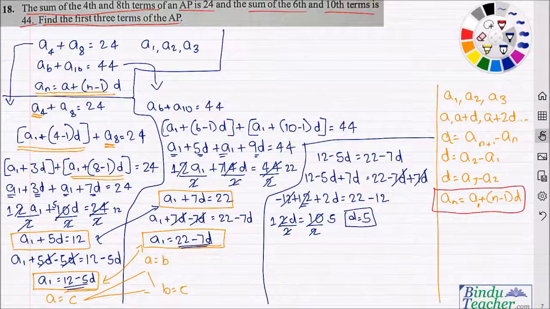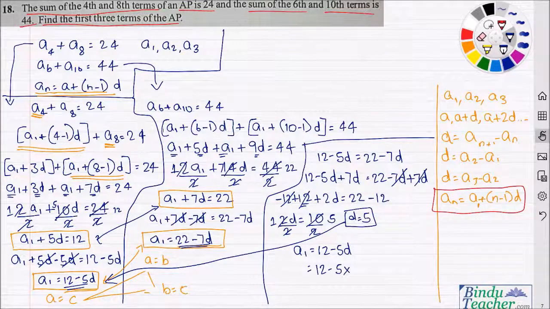Now we can use the value of 5 in this equation to find the value of A1. So let's do that. We have A1 equals 12 minus 5D, which equals 12 minus 5 into the value of D is 5, which equals 12 minus 25, which gives me minus 13. So the value of A1 is minus 13. So let me write it down here.